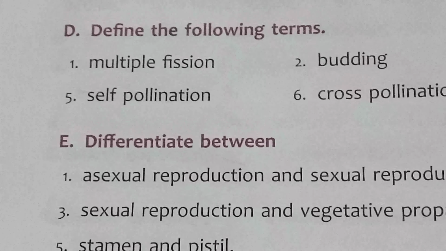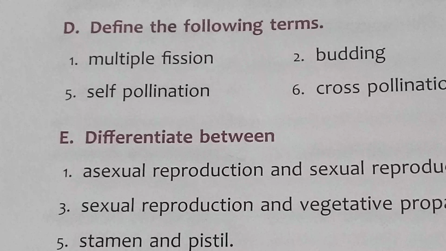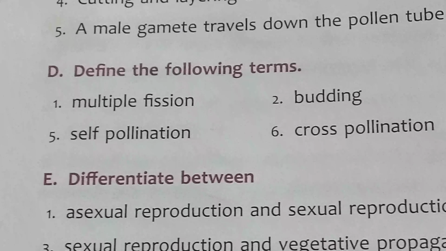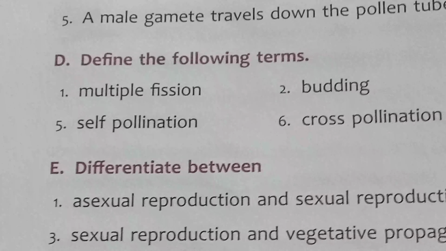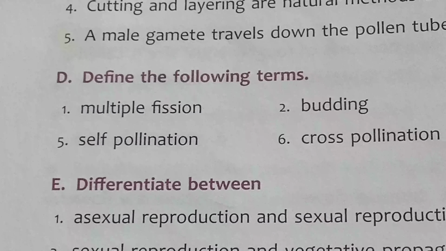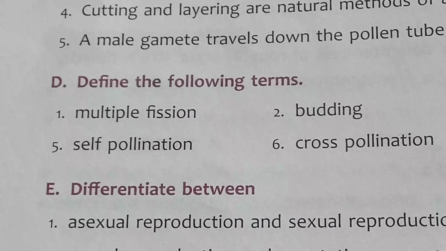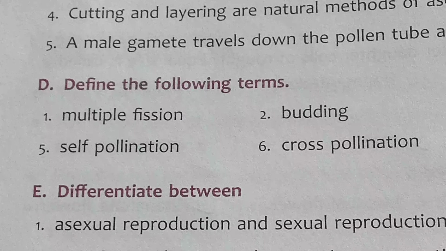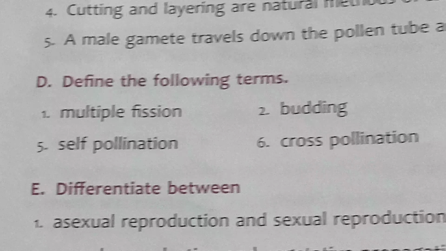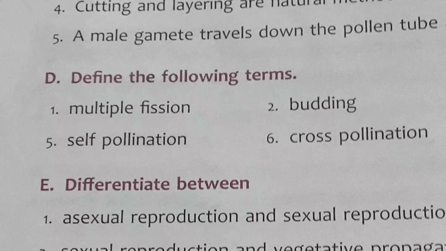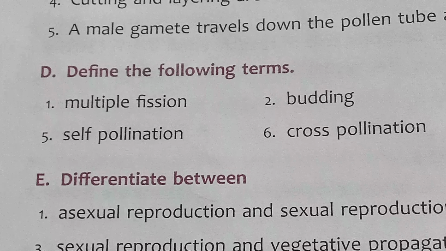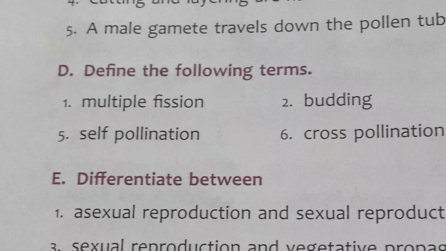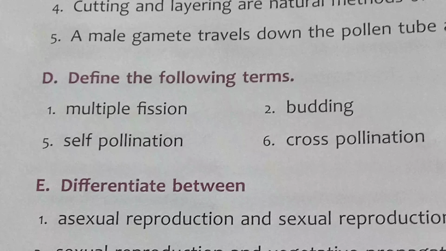Next, define the following terms. Multiple fission. During unfavorable condition, some organisms develop a thick protective layer known as cyst around themselves. Inside the cyst, basically the nucleus divides further times and produces many daughter cells, and on getting favorable condition, the daughter cells detach from the parent and grow into another individual plant. This process is known as multiple fission. Basically, this process is found in chlorella and chlamydomonas.